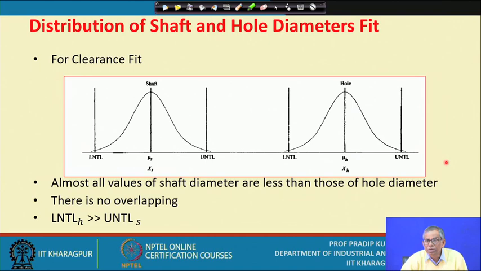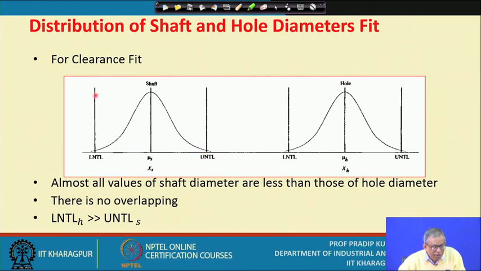Now you have this distribution, that means several values you get, and they are assumed to be normally distributed. So you have mu h as the process mean and sigma h as the standard deviation of the hole dimensions, and similarly for the shaft dimensions you have the process mean mu s and the standard deviation sigma s. Now you have UNTL, the upper natural tolerance limit for S, and the lower natural tolerance limit for S. This is the natural tolerance limit, and similarly for the hole you have UNTL H and LNTL H. The difference between these two is referred to as the natural tolerance limits.